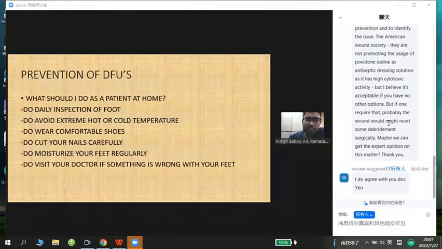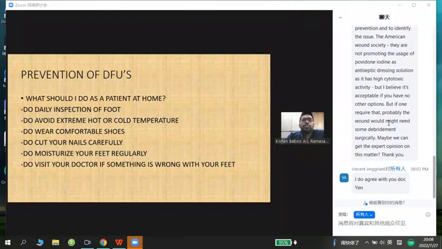Okay, so the last part: it is always better to prevent. Prevention is always better than cure. So as a patient, what should I do at home? This is what we should be advising all our patients about. They should do a daily inspection of the foot. Sometimes if the patient can't actually look at the sole of the foot, I always ask them to use a mirror or such, or ask a relative or someone in the house to inspect the foot.